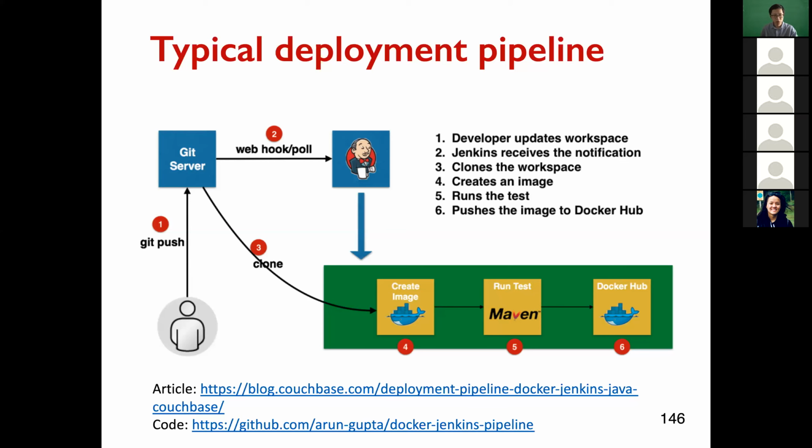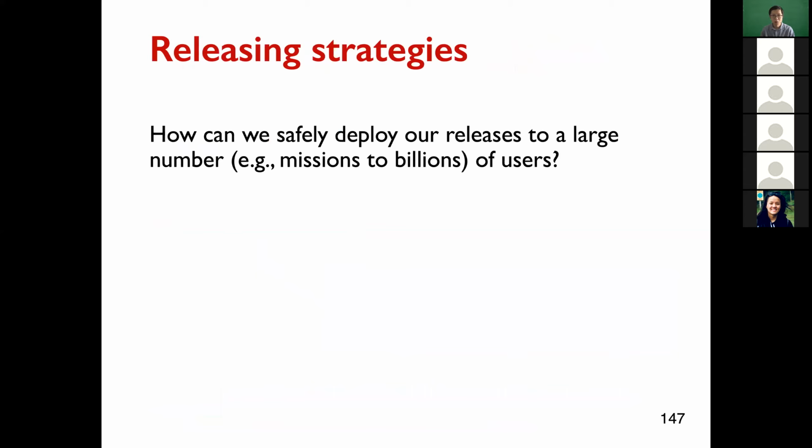So this is how we release software to a production environment. But let's imagine how we can safely deploy our releases to a large number of users. For example, Amazon, Facebook, Google have millions to even billions of users in the world. So after they make changes, how can they safely deploy the changes to the customers? If we just deploy everything to our customers in one batch, that might be very dangerous, right?